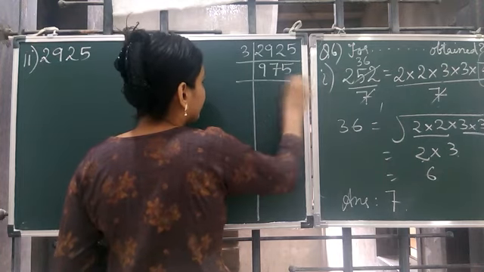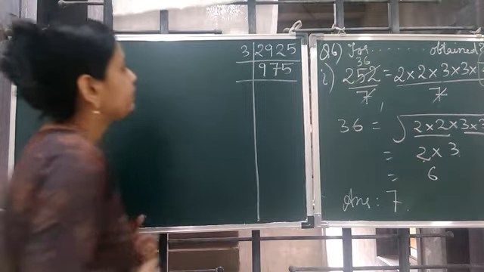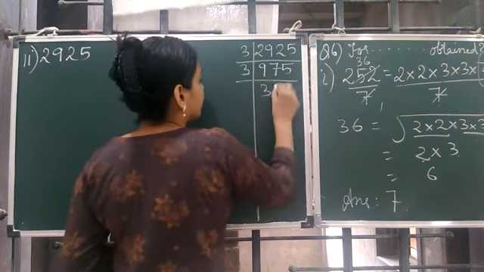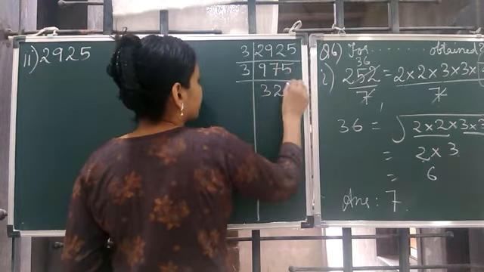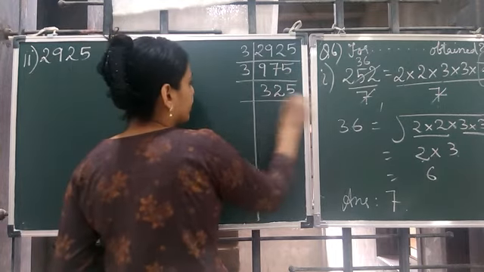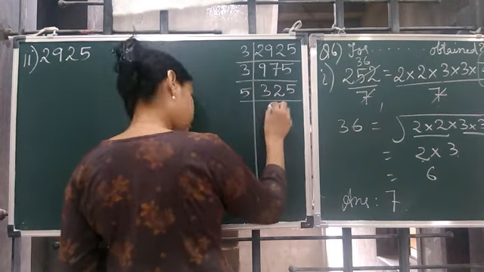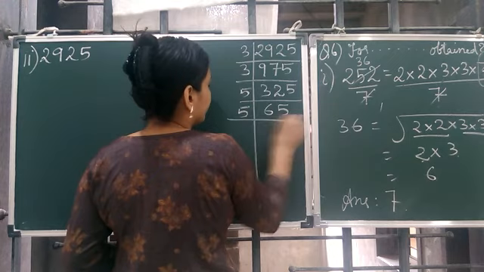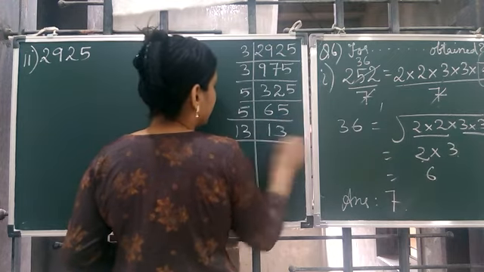Now it will go by 3 once again. 3 3s are 9, 3 2s are 6, 5s are 15. It will not go by 3, it will go by 5 now. 6 are 30, 5 13s are 13, 1s are.